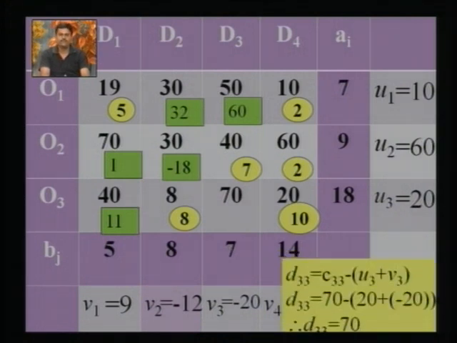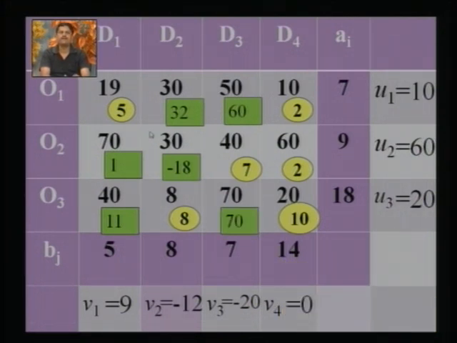And similarly, we calculate the last remaining opportunity cost D33 using the formula C33 minus (U3 plus V3), which turns out to be 70. So we have completed our table after computation of these opportunity costs. Now using these opportunity cost values, we can decide whether this current solution, the yellow circles, the basic variables, gives the optimum solution or not.